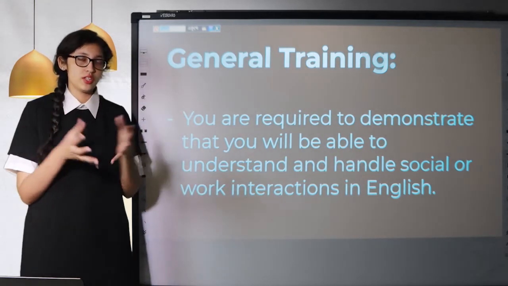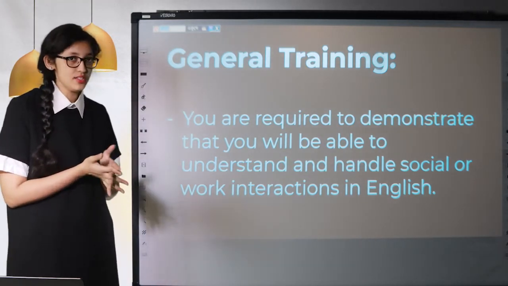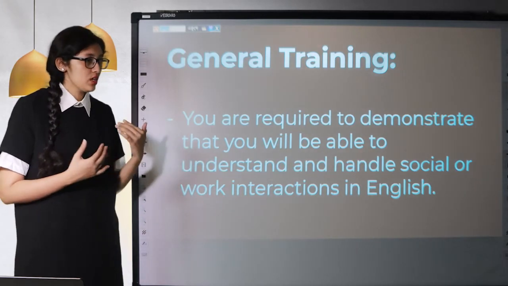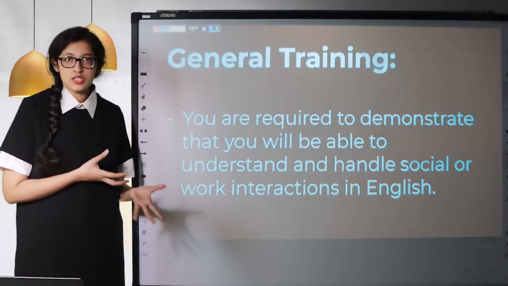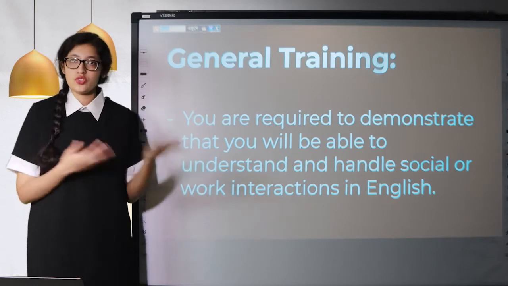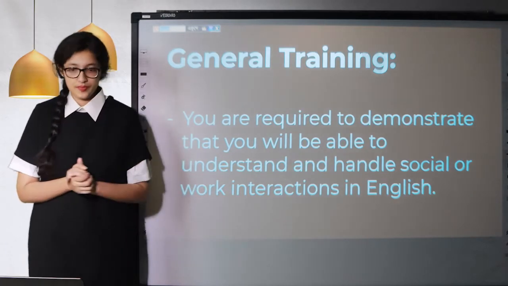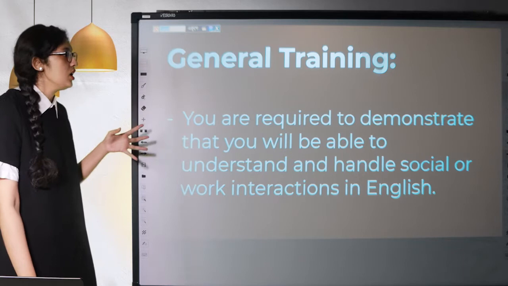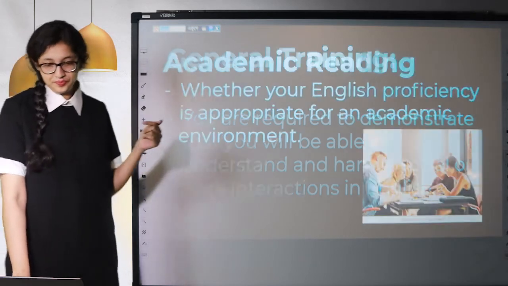So in a lot of different countries, English is recognized. So this is something you should consider: whether or not you'd be able to use this language to communicate with other people socially or for work purposes. Okay, so that's the main idea of the general training exam.